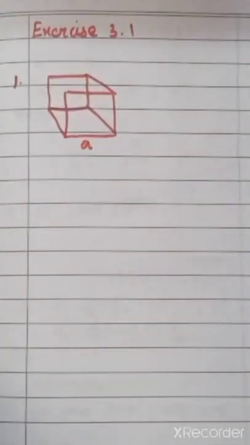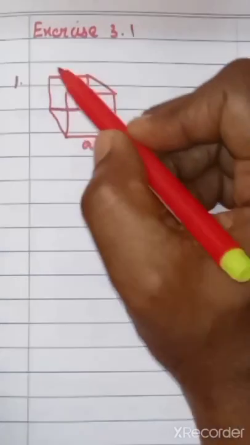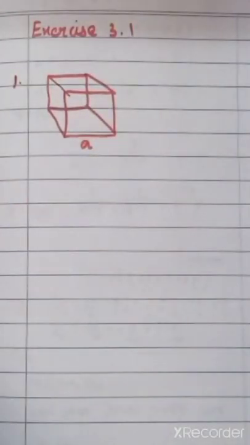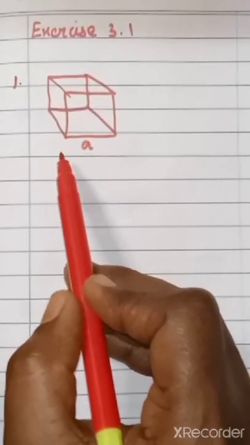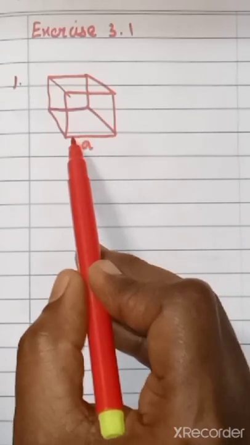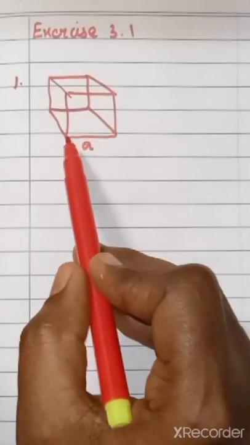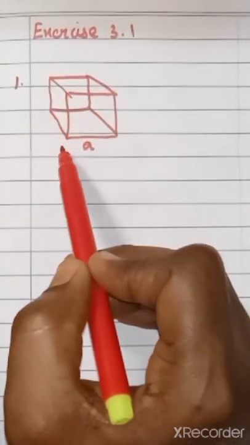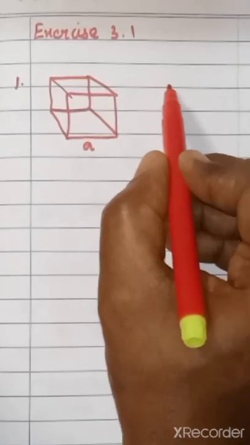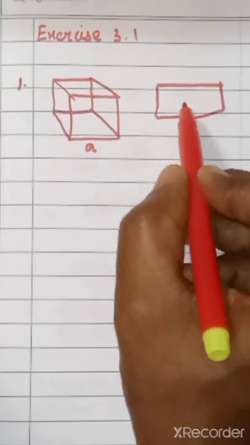In the cube, the side we can take as a. So what is the volume of a cube? a cube. So a cube is given. And then the sides of the cube we increase: 1 unit, 2 units, 3 units. These three sides are increased by 1 unit, 2 units, and 3 units. When we increase them, what do we get? We get a cuboid.